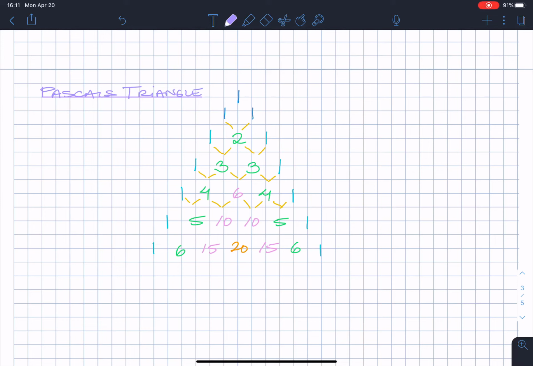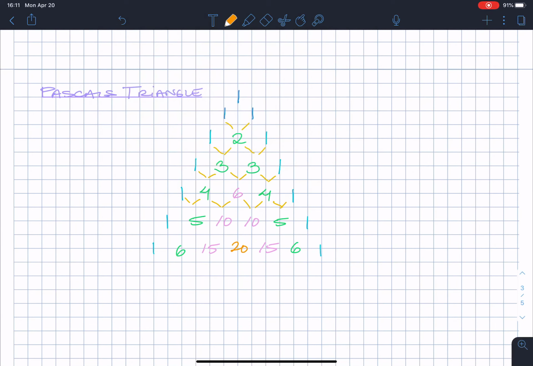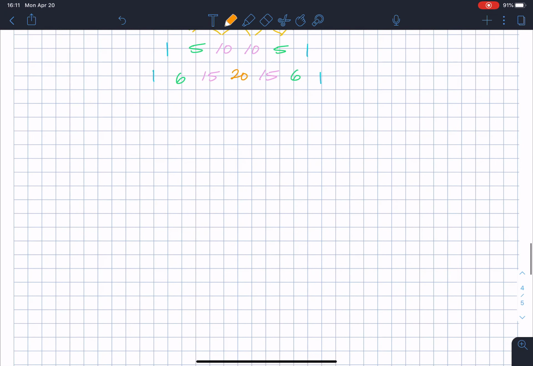Okay, so let's consider Pascal's triangle, but let's get rid of, or omit, all even numbers from Pascal's triangle. So consider the omission of all even numbers from Pascal's triangle.